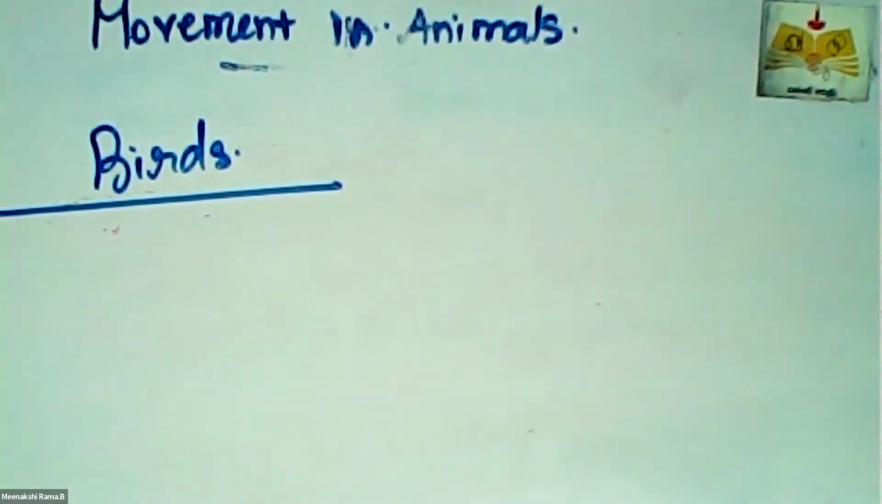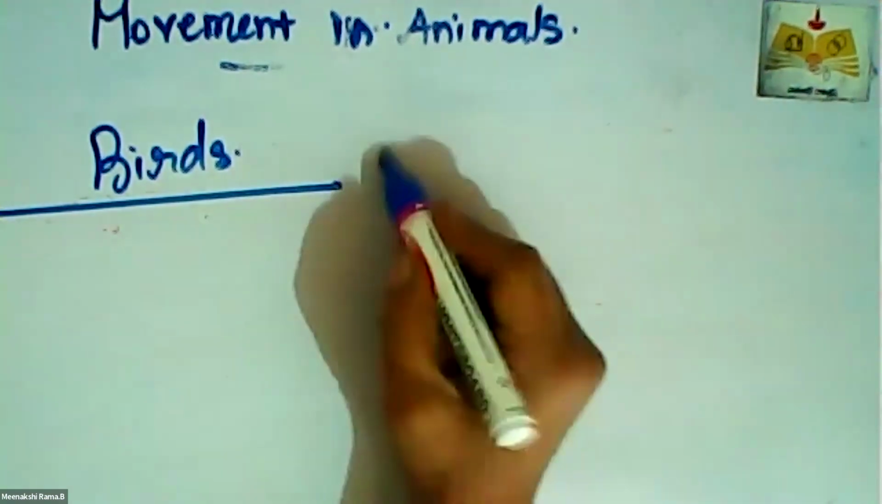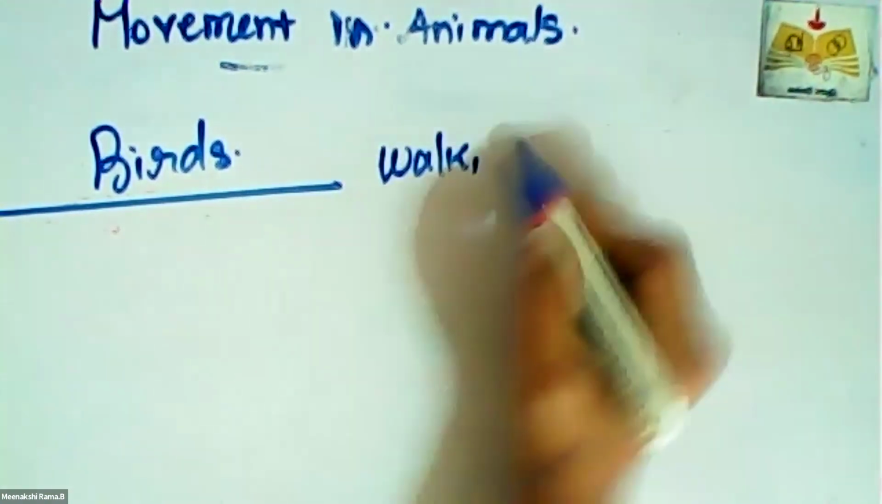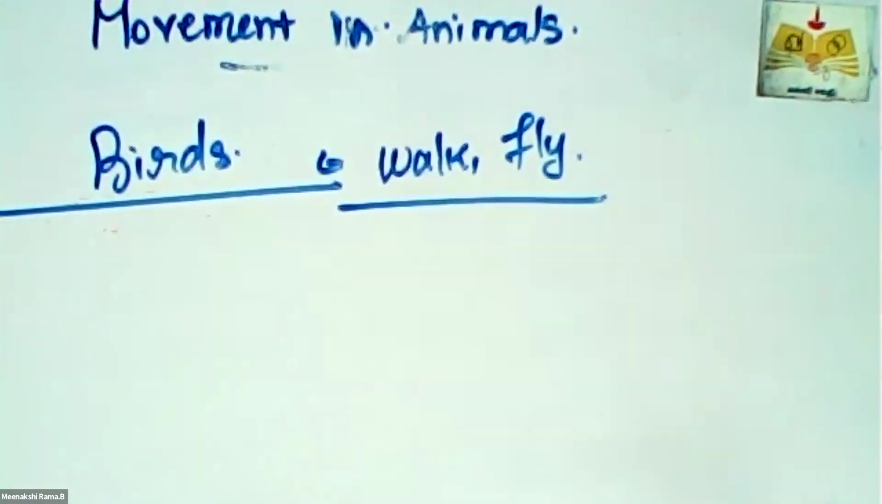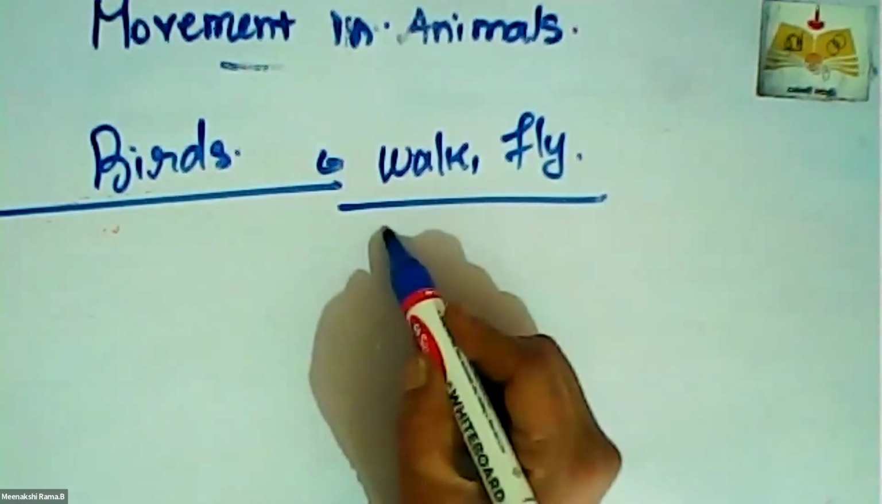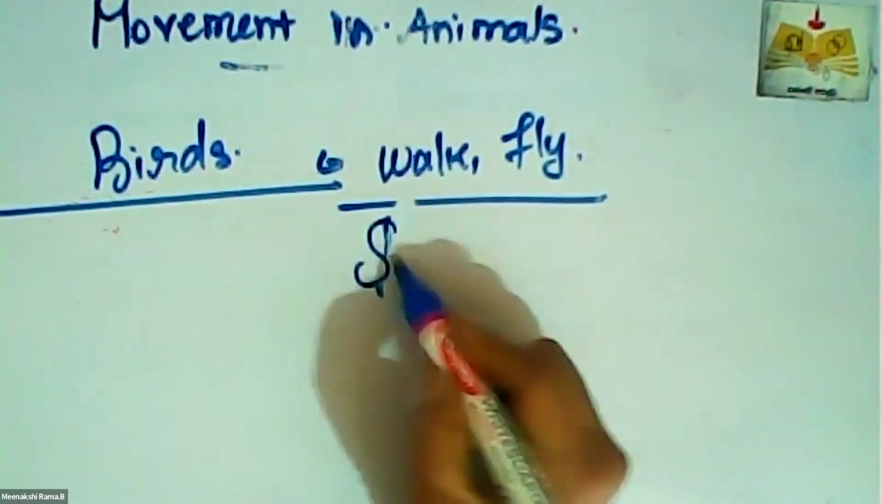Yes, birds can walk on the ground as well as fly. Walking and then flying, these two are possible in birds. Okay, some birds can also swim in the water. Yes, like the duck. Some birds swim in the water.